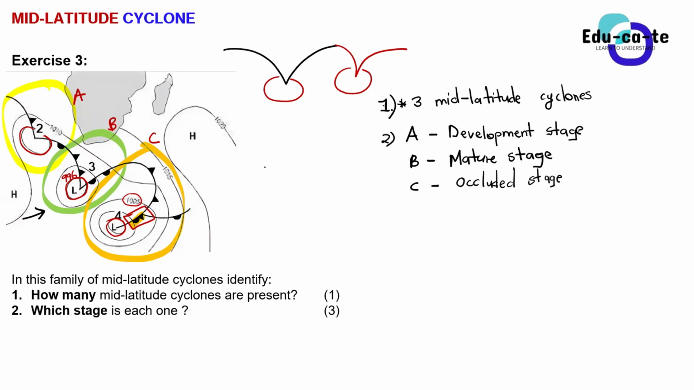Okay, so we have got the cold front. This is the cold front, and we've got the warm front. They are kind of joined together. Okay, and here you've got this line that has got both the cold front and the warm front symbol.